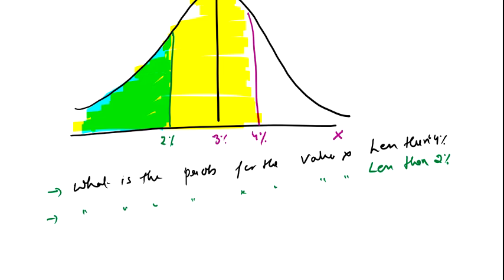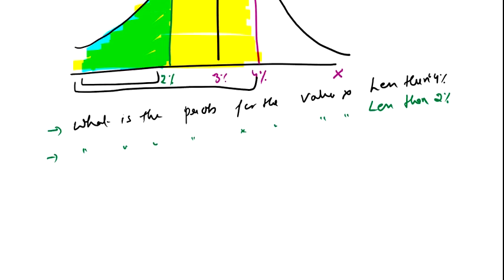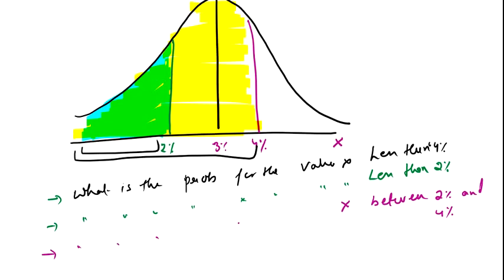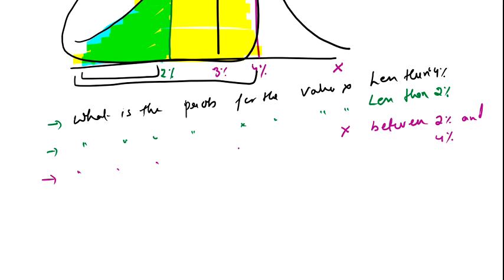Now we have both the areas, this area and this area. Clear? Now if I write the statement, what is the probability for the value of x between 2% and 4%? So what can we do to find out the value? We will use this full area. Clear?